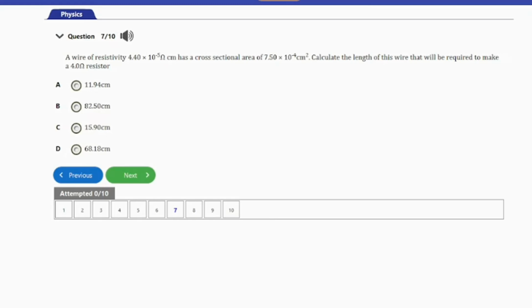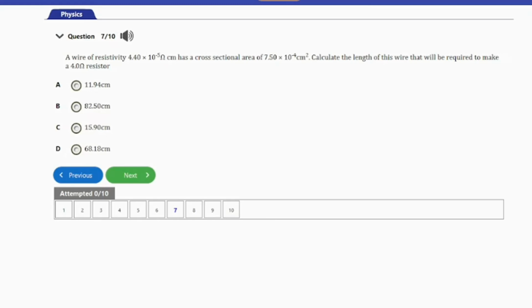It says, a wire of resistivity 4.4 times 10 to the power of negative 5 ohm cm has a cross-sectional area of 7.5 times 10 to the power of negative 4 cm squared. Calculate the length of this wire that will be required to make a 4.0 ohm resistor.